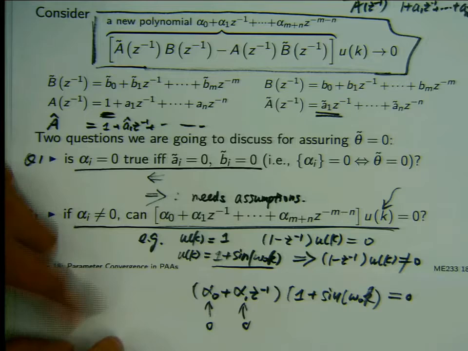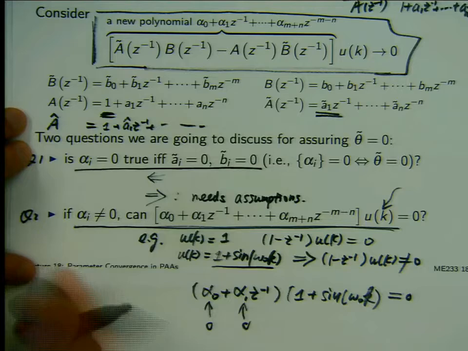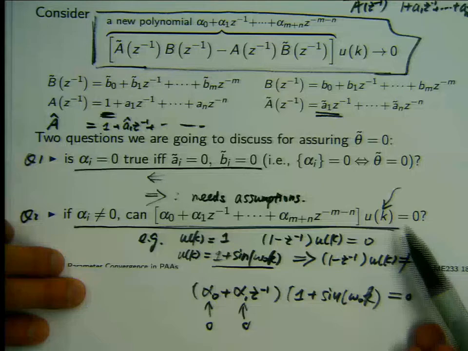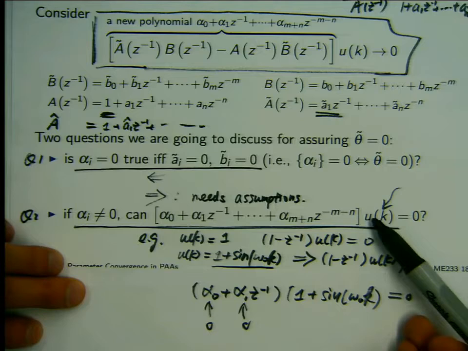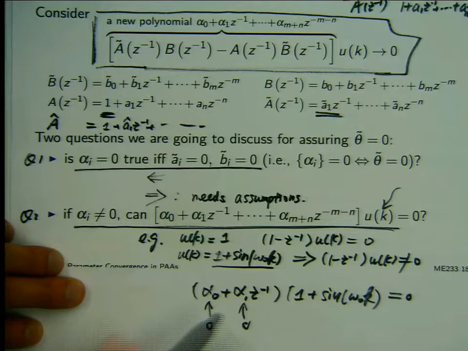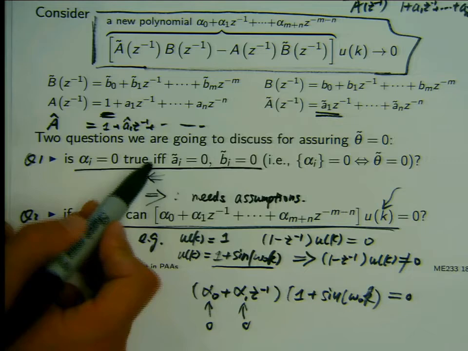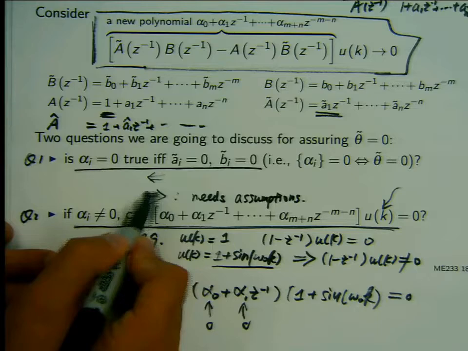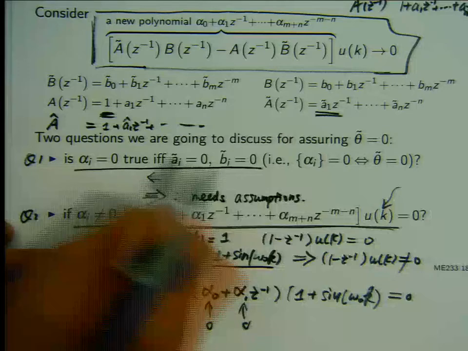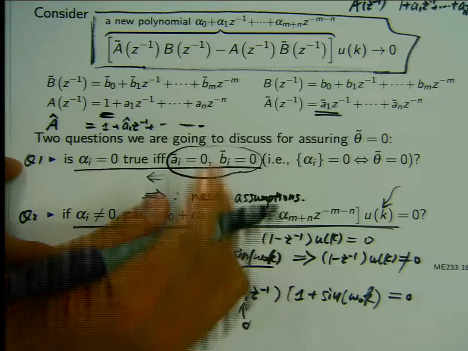Now, given these big pictures, think backwards and see what we want to achieve. What we want to achieve now is to select our input u such that when this guy is 0, I can have guaranteed alpha 0, alpha 1 to alpha m plus n to be 0. And if I can guarantee that, then looking at this direction, with alpha I being 0, we want to be able to derive the conditions that will give us these desired results. The parameter estimation error becomes 0.